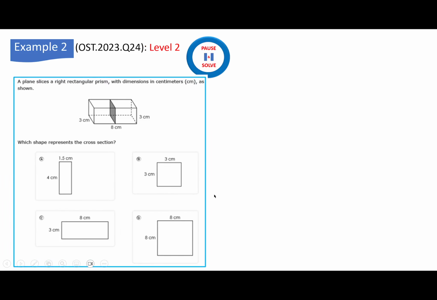Example 2. A plane slices a right rectangular prism with dimensions in centimeters as shown. What shape represents the cross section? The cross section here is drawn for you. It looks exactly like this here. And this one here is 3 by 3, because this is a 3 here, that's 3 here too. So this one is 3 by 3. So it's this one here.